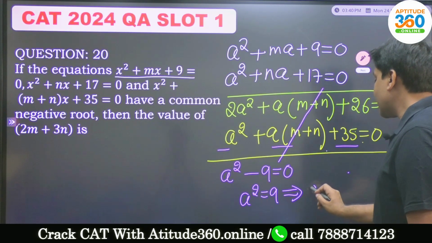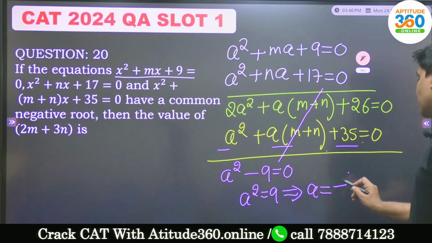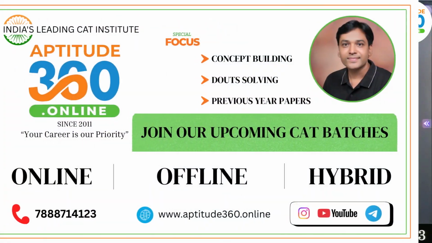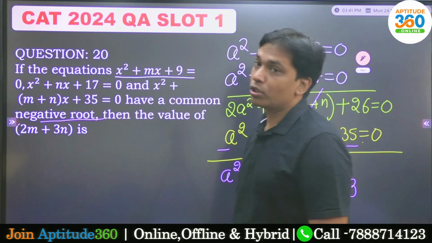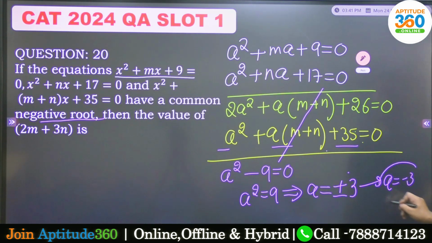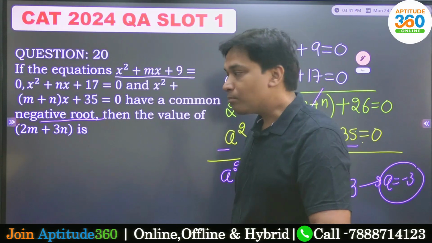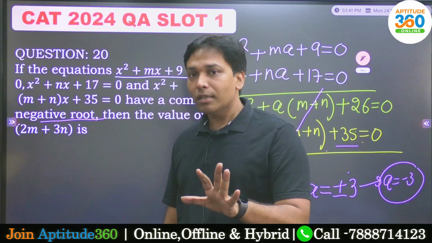And we might say that since a square is equal to 9, the value of a will become either positive or negative 3. But have a look at the problem. It says that if these equations have a common negative root, so a will have two values, positive 3 and negative 3. What is the value that we should be looking out for? It is minus 3, because the negative root is common in these three quadratic equations, right? So we have found out the value of that common negative root.